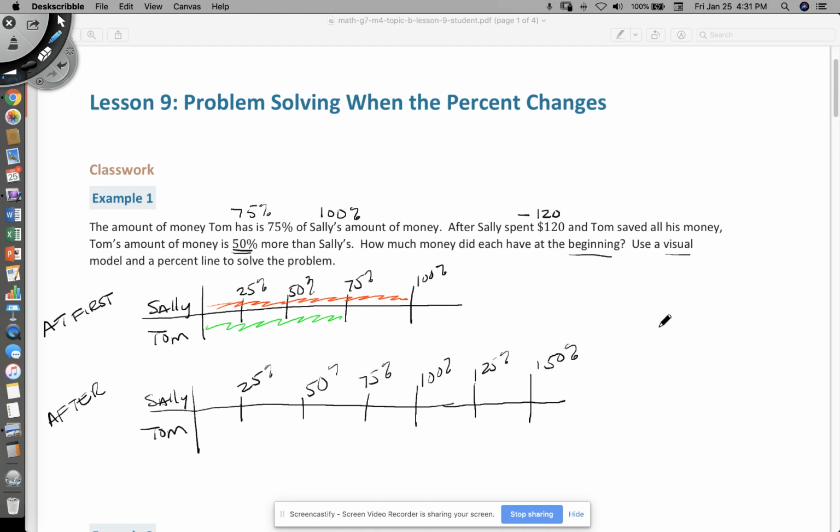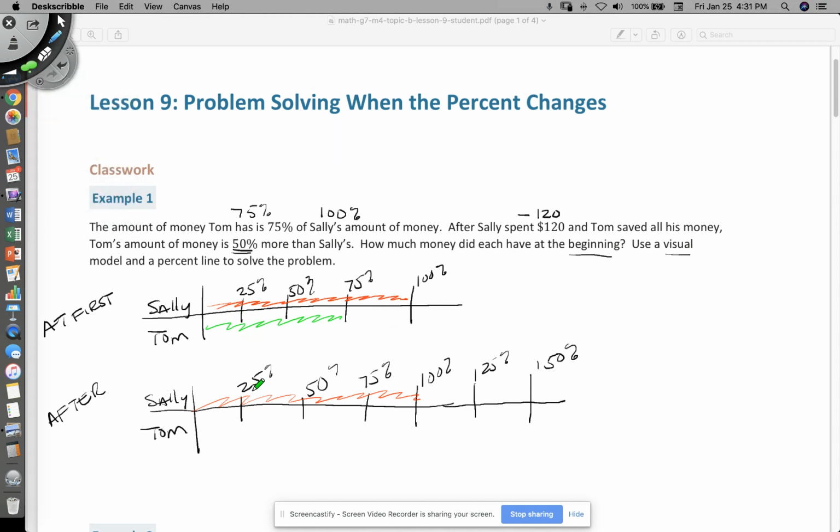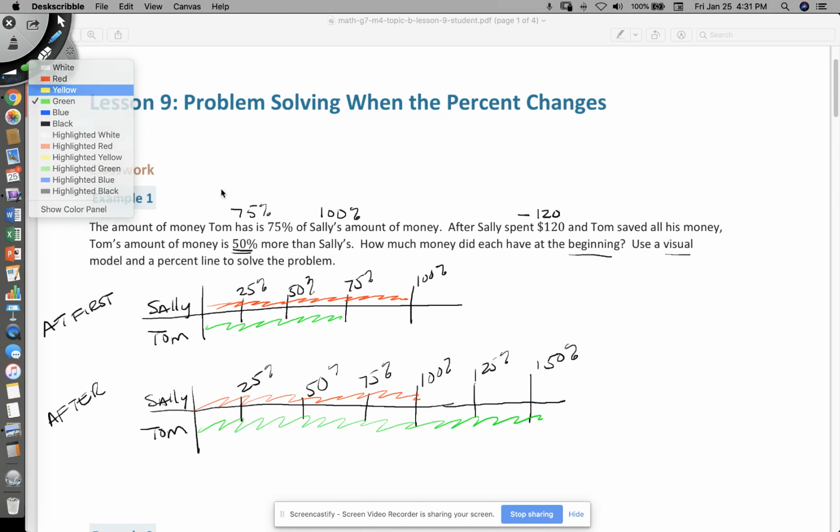The reason I went to 150% is because up here at one point it says Tom is now 50% more than Sally. So even though Sally spent some money, she has 100% of her money still with her, okay? Not all of it, but what she has is worth 100%. If Tom has now passed her up, if Tom has 50% more than her, then that still makes Sally 100%. She's still the whole.